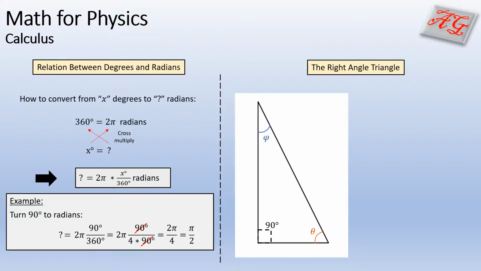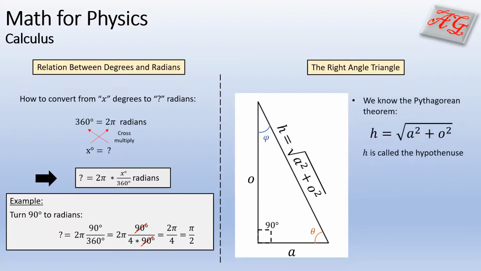Take the sides that make the 90-degree angle, also called a right angle, and name the side of the triangle that is closest to the angle named theta as A, and the side of the triangle that is furthest from theta as O. Name the third side of this triangle as H. The sides named A and O are related to the H side by the Pythagorean theorem, where we define H as the hypotenuse and is given by the square root of the sum of the squares of A and O. Remember that this relation only applies to right angled triangles.